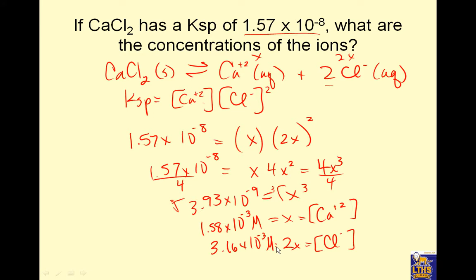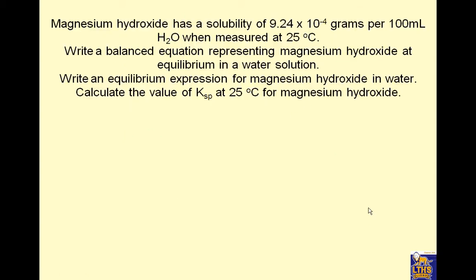Okay, so how do you figure out the concentration of ions in a solution when you're talking about dissolving? You use the KSP, you figure out how many ions you're going to get, you plug it into the KSP itself. Okay, that's one KSP problem. There's another type of KSP problem, magnesium hydroxide.